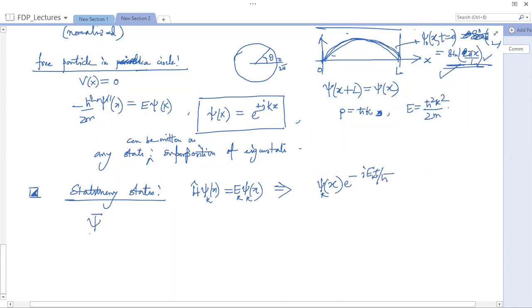Now I have a general state psi naught of x. I start at t equal to t naught equal to 0, and that I can write as a superposition of all these states with some coefficients a_k psi_k of x. And why can I write it? Because these psi_k form a basis of this Hilbert space, so I can write any function like this, and I will be able to find all these coefficients.